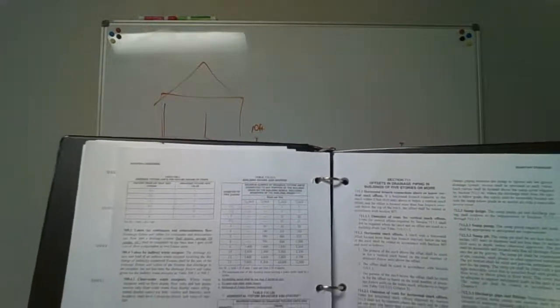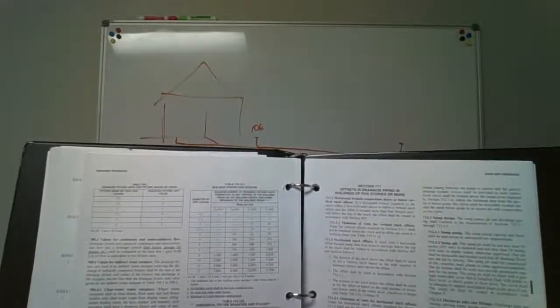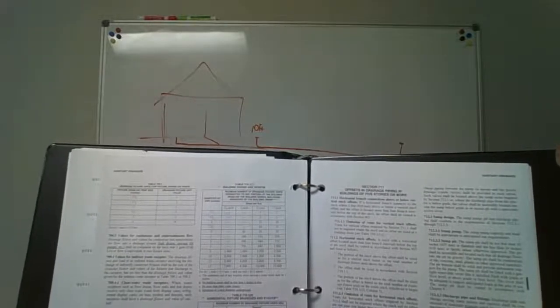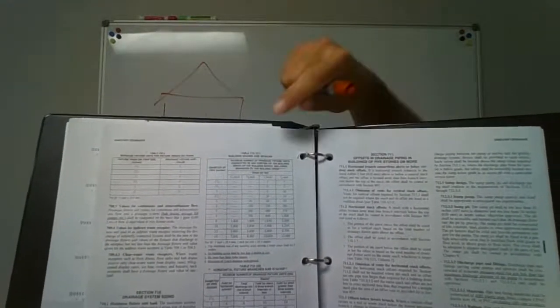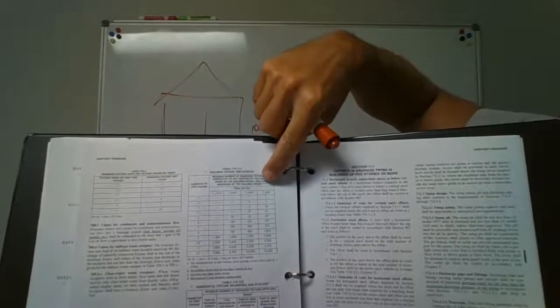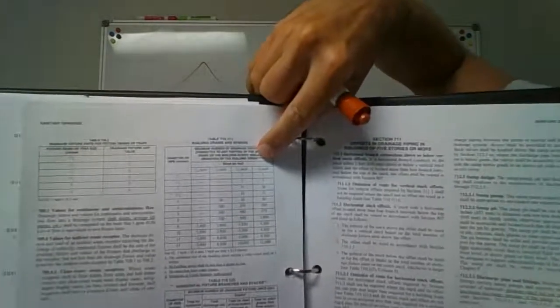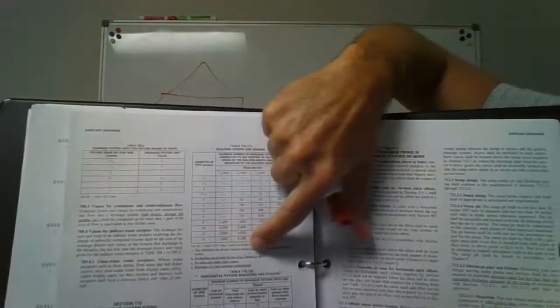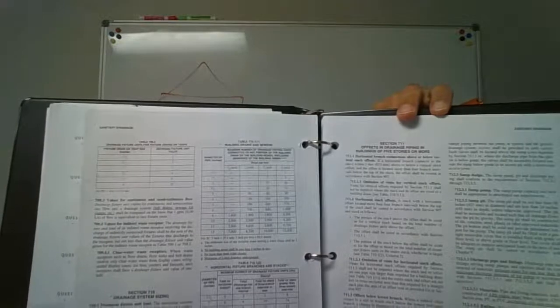Okay, so how we're going to size the building drains and sewers is how many DFUs are on them and how much slope we have on the pipe. Now we don't want to overlook all this. If you look really close at the end, it says A, B, C, D. So you've got to drop down here and read your notes. The minimum size of any building drain serving a water closet shall be 3 inches minimum.